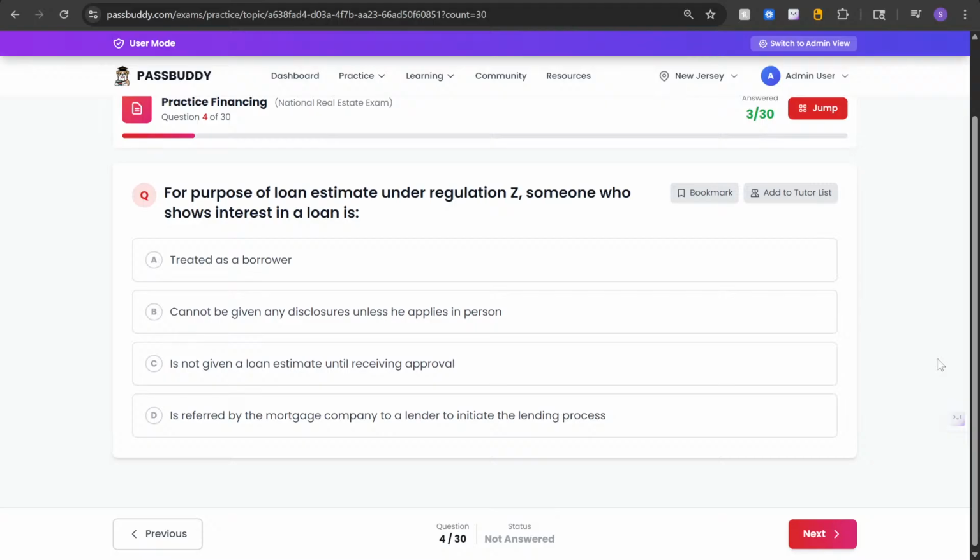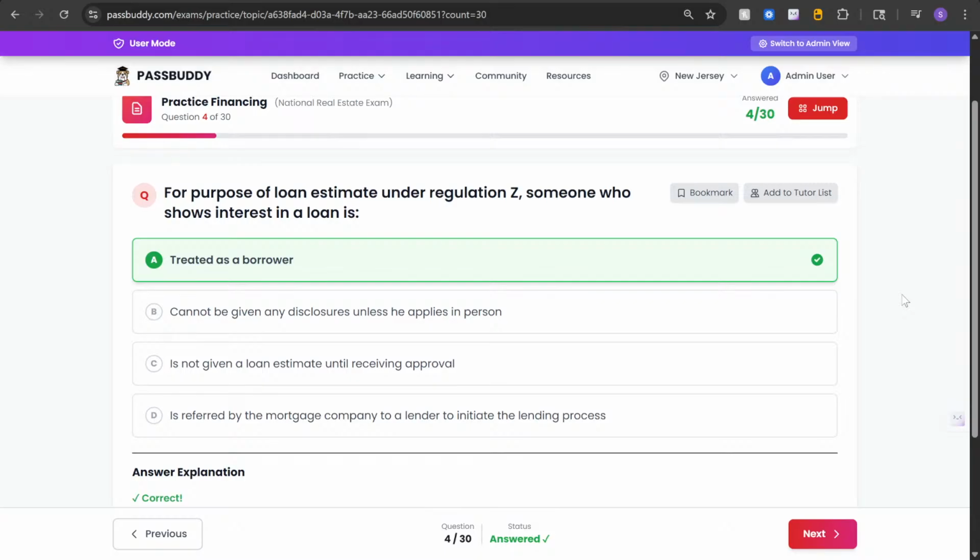So, this is a situation where Regulation Z is also known as the Truth in Lending. Okay, Truth in Lending, or TILA, right? Truth in Lending Act. So, the situation is going to be this. Truth in Lending or Regulation Z, they're going to be treated as a borrower. So if someone shows interest, they have to be disclosed certain information about the loan.